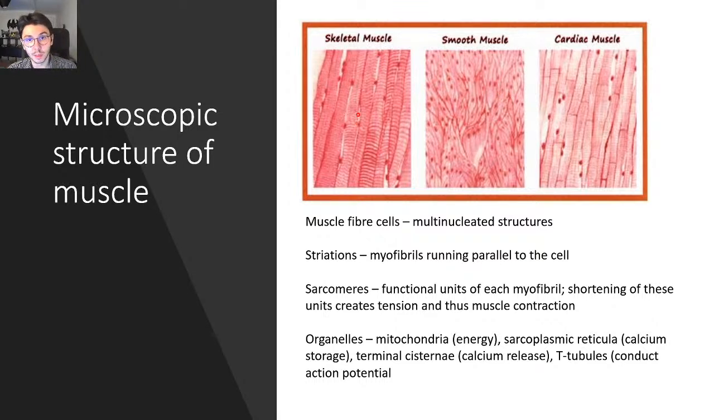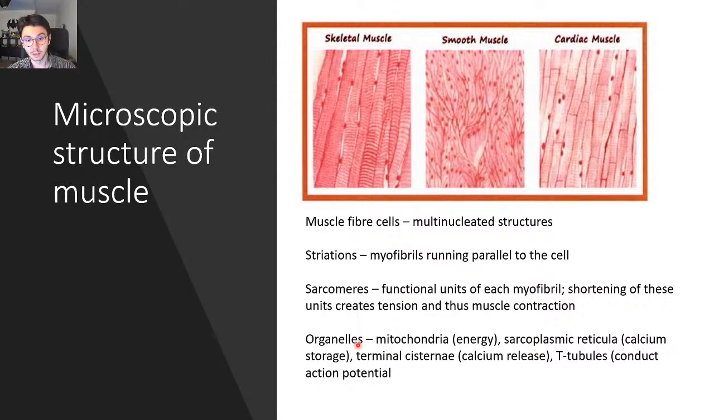Now, with the skeletal muscle, as you can see, there are many nuclei for one cell. So all this here is one cell, and there are many nuclei. The smooth muscle has a lot of cells which are mononucleated, and cardiac muscle has cells which have one or two nuclei. But back to the skeletal muscles. The striations are the myofibrils which are running parallel to the cell. Sarcomeres themselves are the functional units of each myofibril. The shortening of these creates tension, and the tension eventually over the whole muscle creates a contraction.